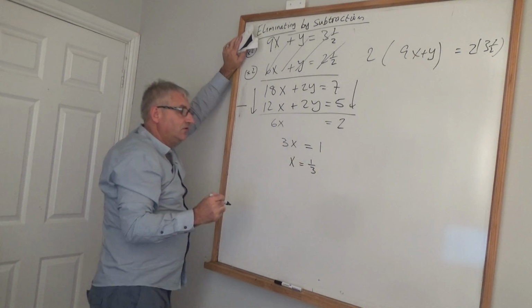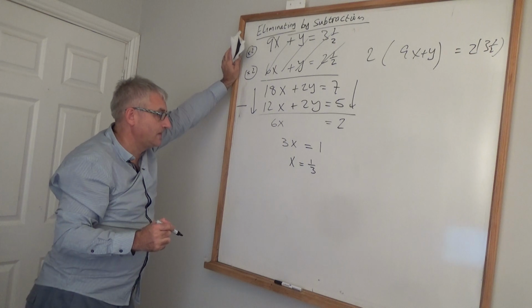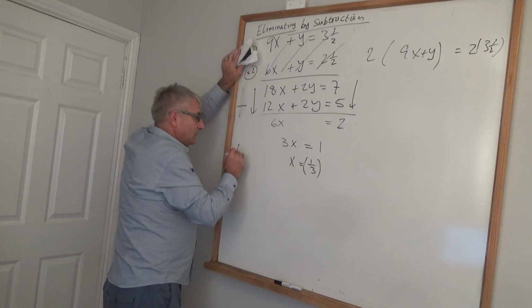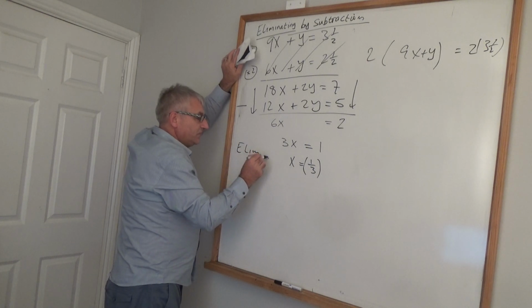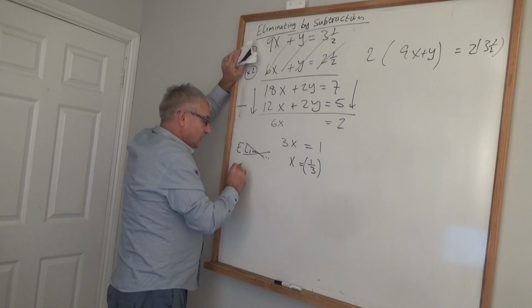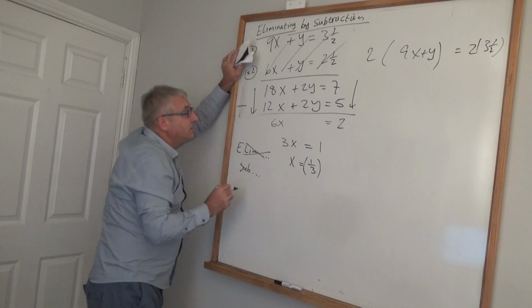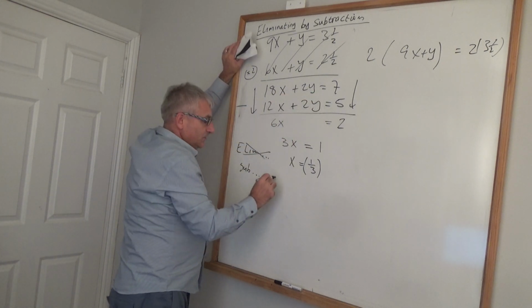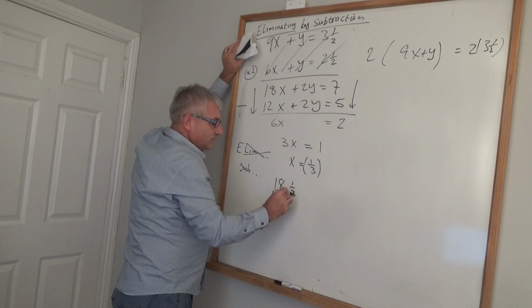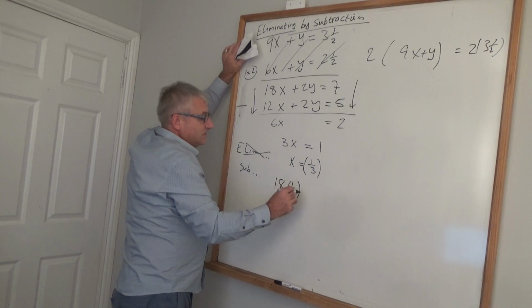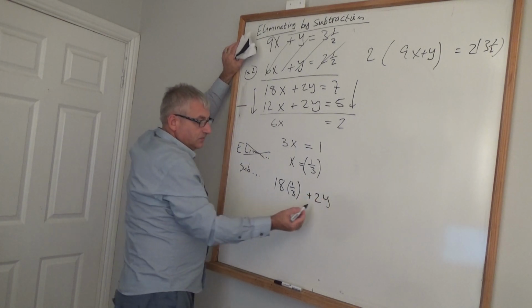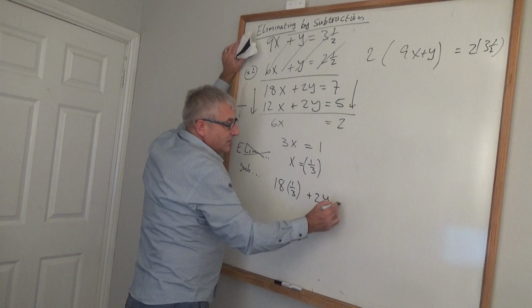And the solution is the third, and that's going to be substituted now. We're finished with our elimination. Just say elimination is done, and now we're heading into substitution. Okay, so I'm going to use the top line. I'm going to go 18 times the number a third plus 2 times the unknown as of now, y, that we're trying to sort out, equals 7.